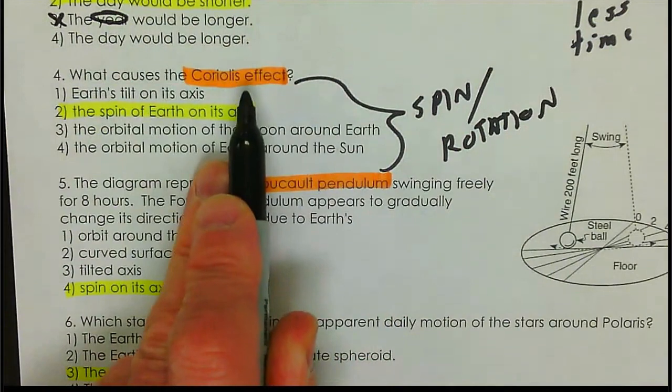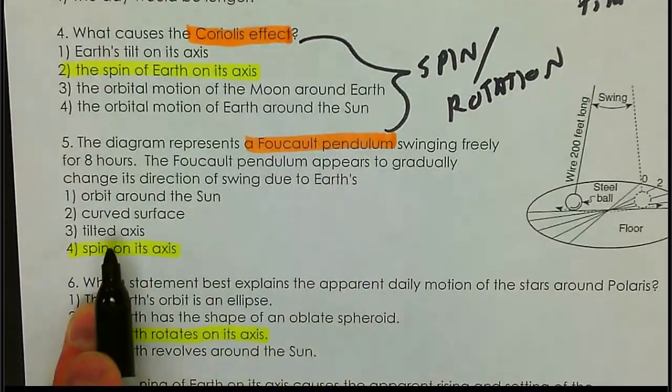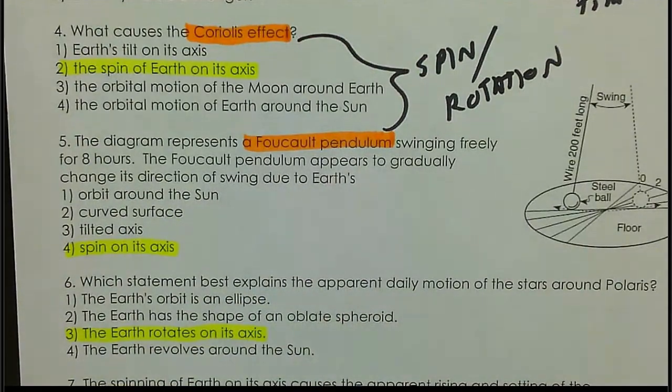So as soon as you see Coriolis effect, you say, oh, it's about the rotation or spin of the Earth. As soon as I see Foucault's pendulum, spin or rotation of the Earth. Let's take a look at number 6.